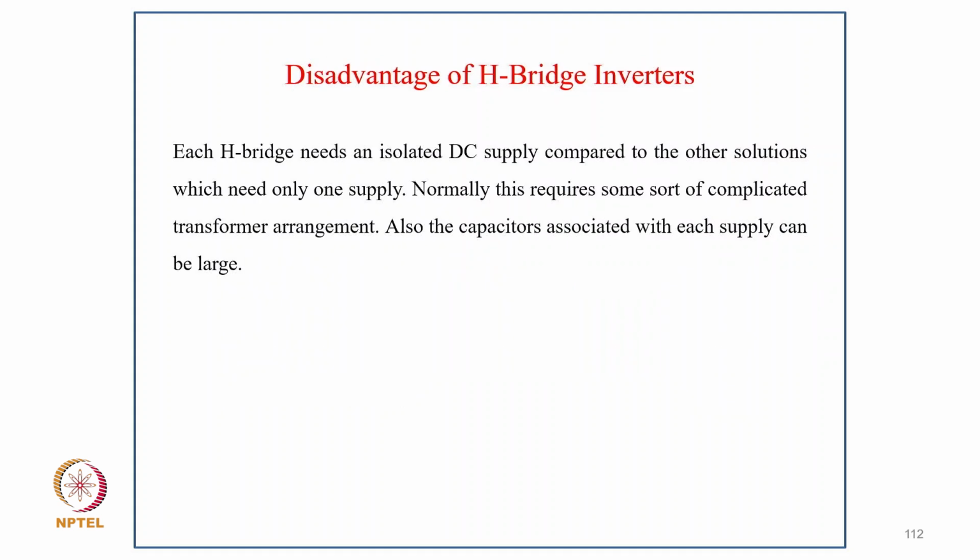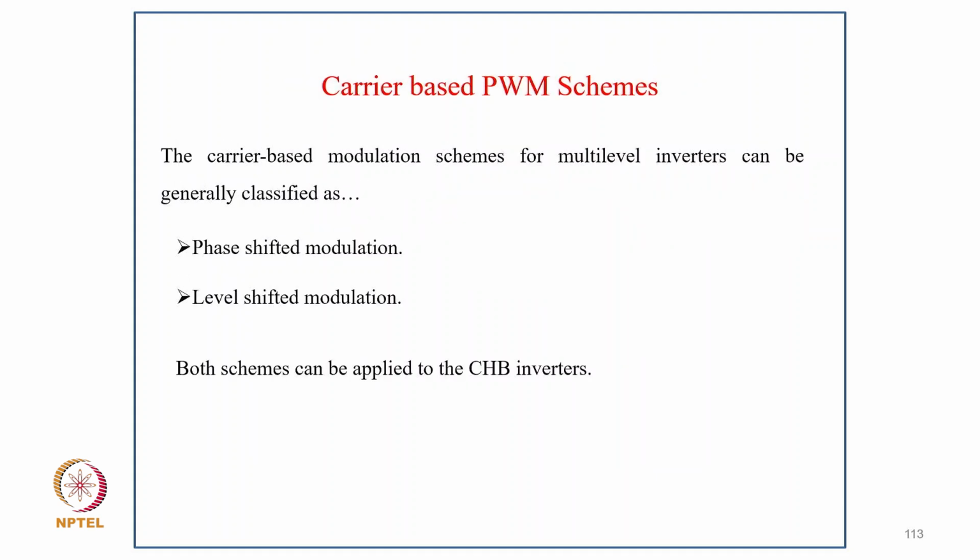And the disadvantage: each H-bridge needs an isolated DC supply, compared to the other solution which needs only one supply. Normally this requires some sort of complicated transformer arrangement. Also the capacitor associated with each supply can be large.